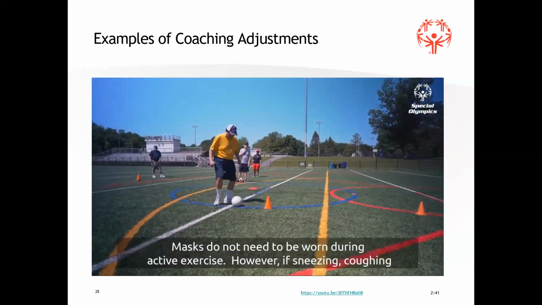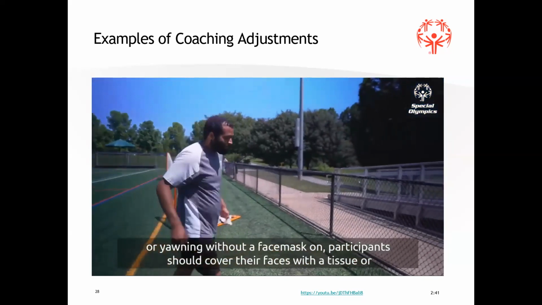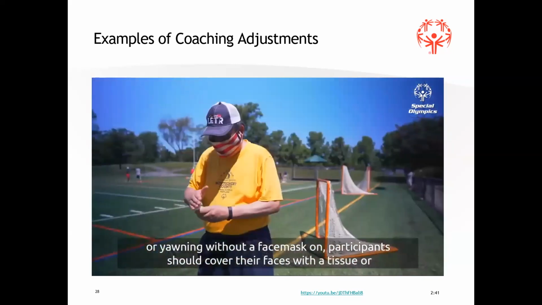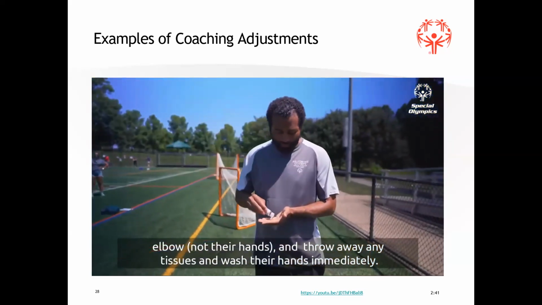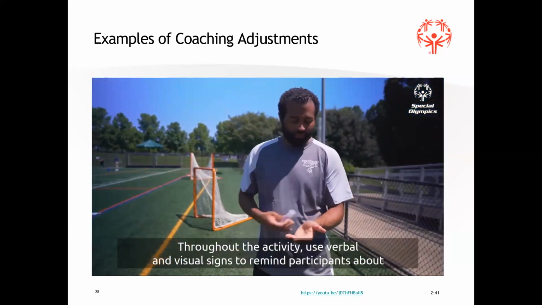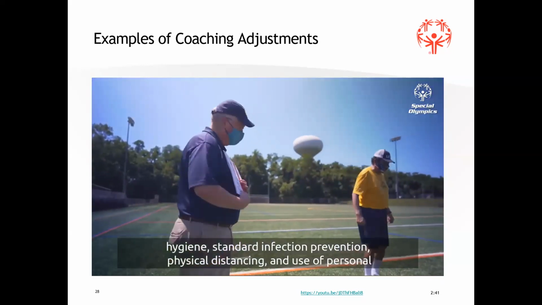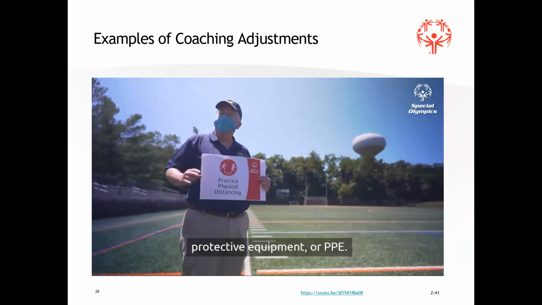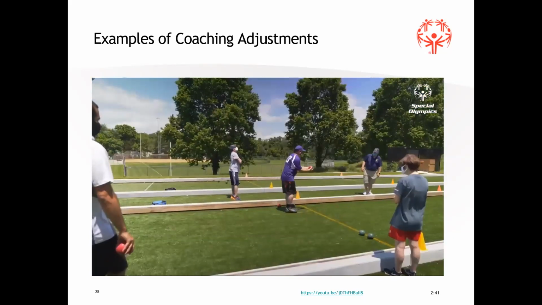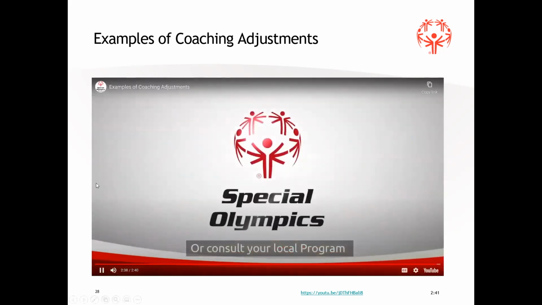Masks do not need to be worn during active exercise. However, if sneezing, coughing, or yawning without a face mask on, participants should cover their faces with a tissue or elbow, not their hands, and throw away any tissues and wash their hands immediately. Throughout the activity, use verbal and visual signs to remind participants about hygiene, standard infection prevention, physical distancing, and use of personal protective equipment, or PPE. For more information on Special Olympics Return to Activity Protocol and Safety Guidelines, visit resources.specialolympics.org or consult your local program.